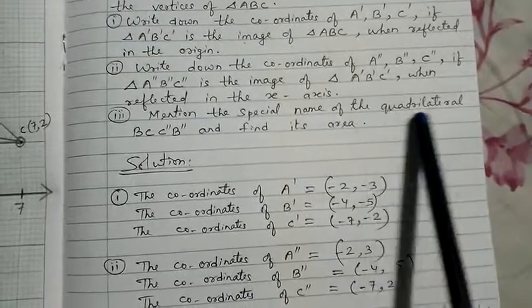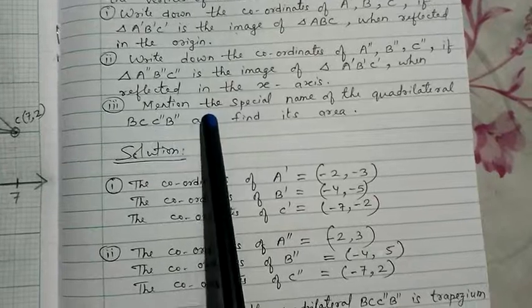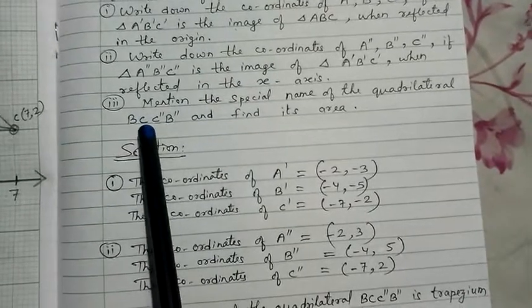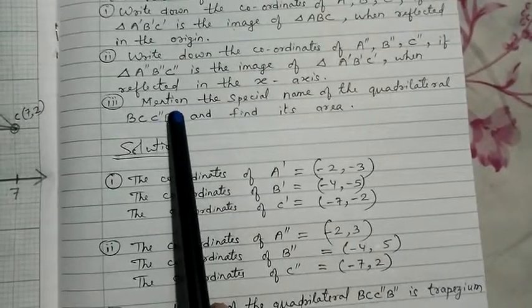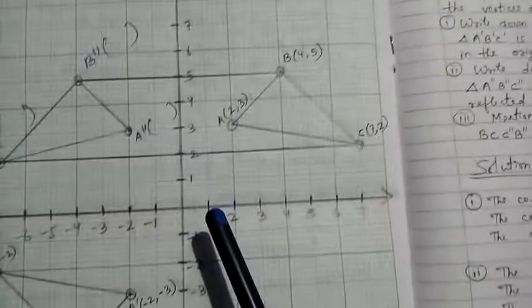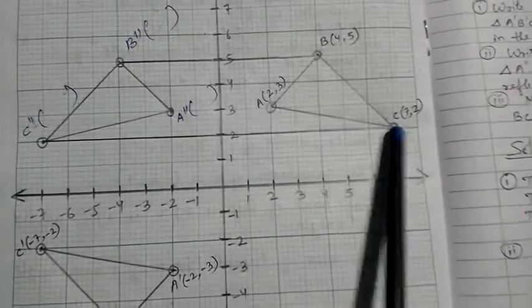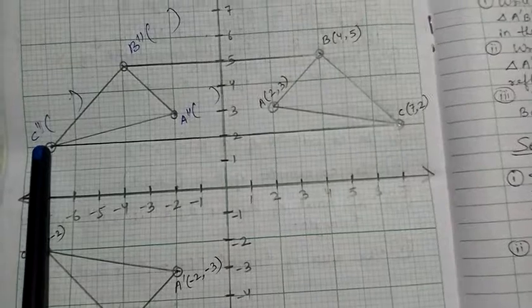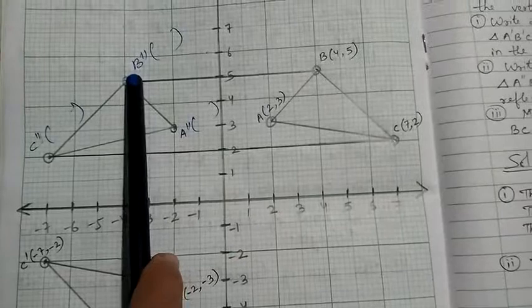Now next, number 3, mention the special name of the quadrilateral B C C double dash, B double dash. So you join from B to C, C to C double dash, and C double dash to B double dash, and lastly B double dash to B, and then name the figure. So now I will show you B to C. That means B to C was already joined. Next, C to C double dash. C is here and C double dash is here. Joined, and C double dash to B double dash here, and lastly B double dash to B.